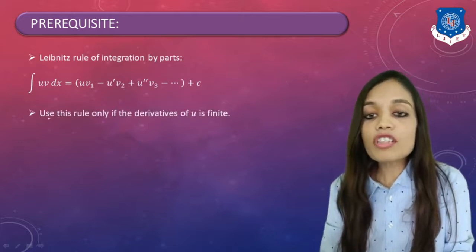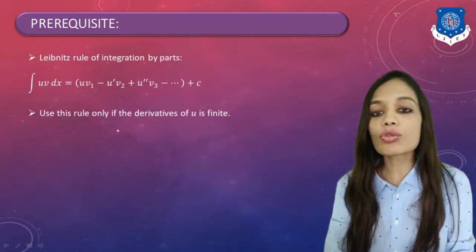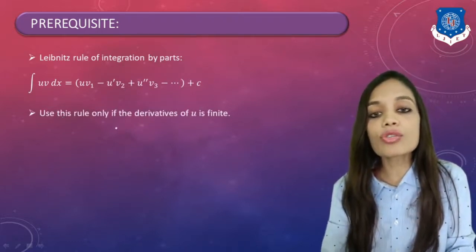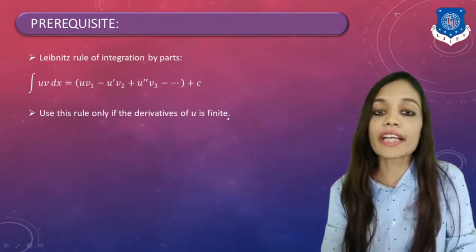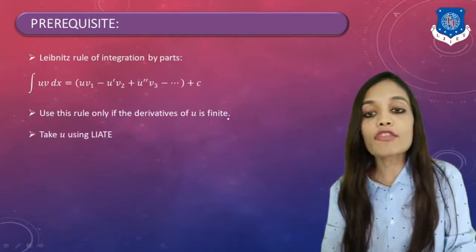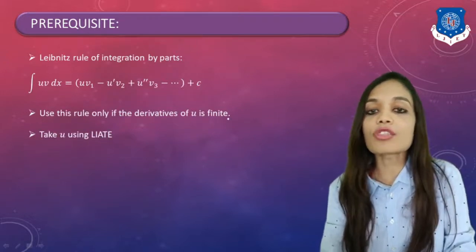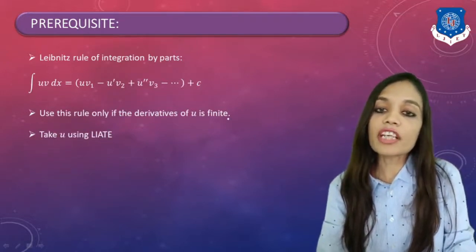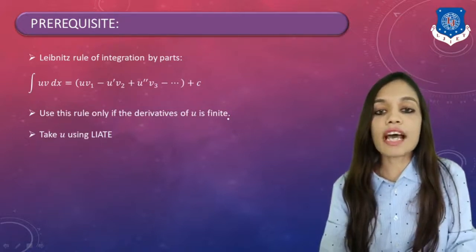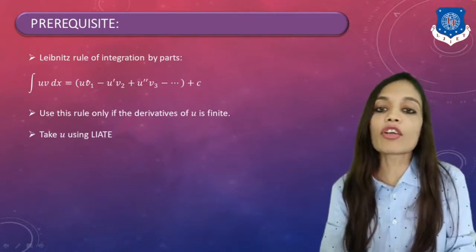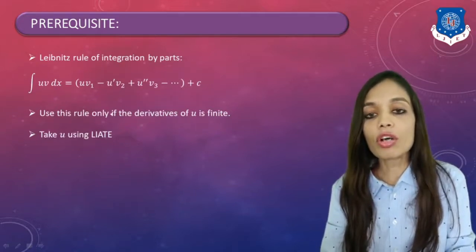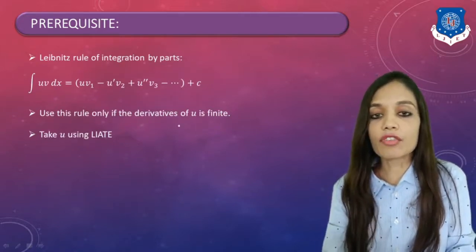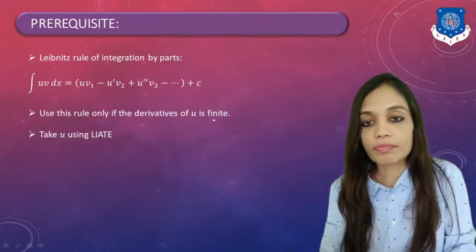The most important condition to apply this rule is that we can apply it only if the derivatives of u are finite. For example, if we take our u as e raised to x, the derivatives of e raised to x are infinitely many, so we cannot apply the Leibniz rule. So only apply the Leibniz rule if the derivatives of u are finite.